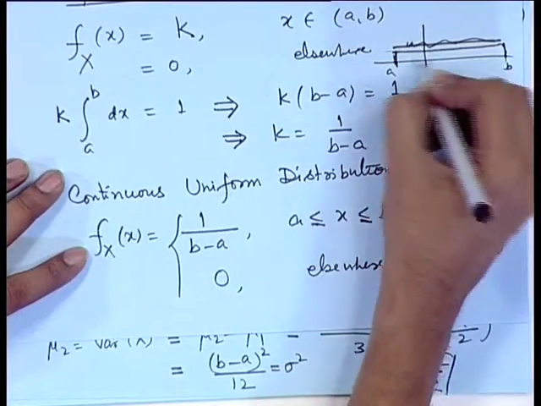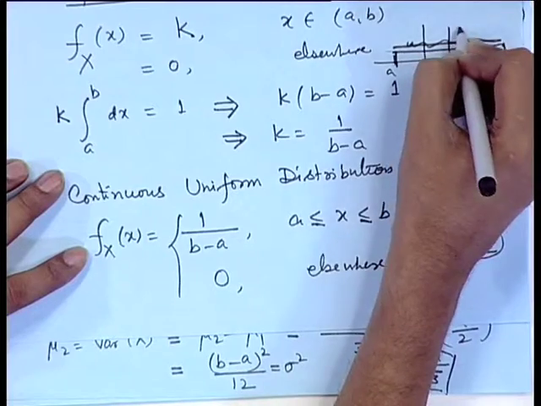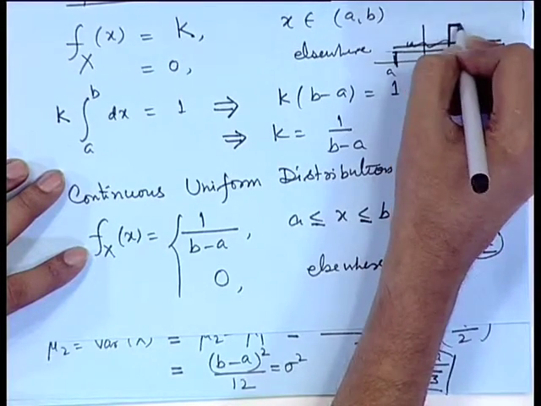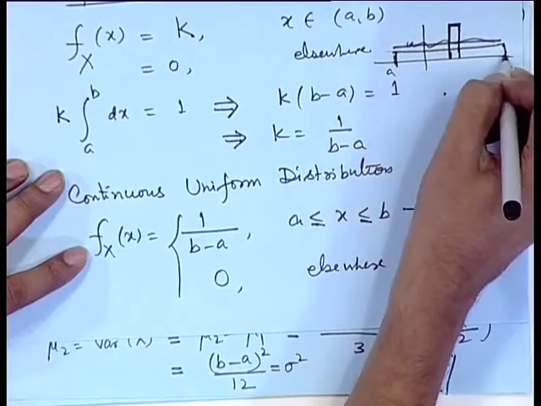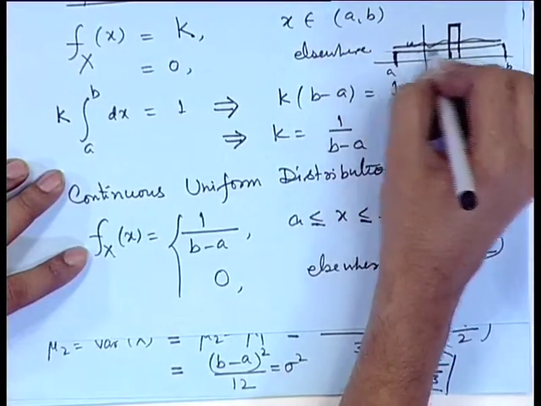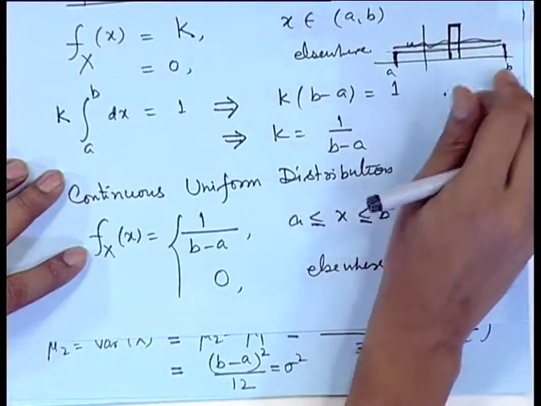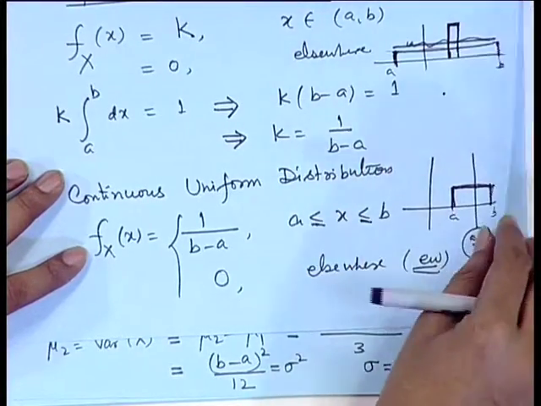If the difference between a and b is smaller, then the density will be plotted higher. If the difference between a and b is large, then it will be quite flat. So, mu 4 will be dependent upon the values of b and a.